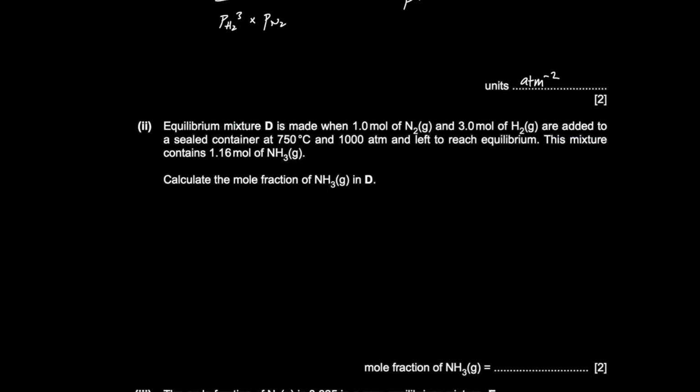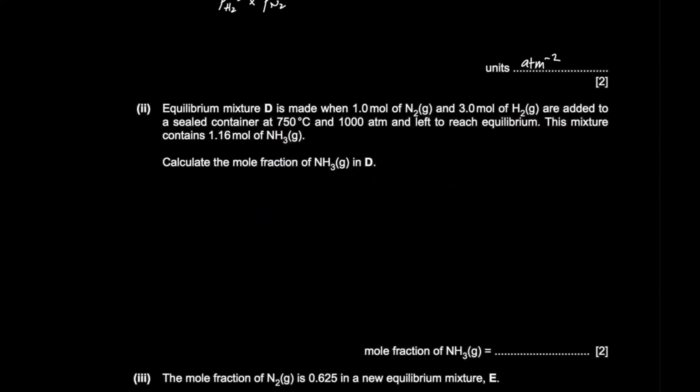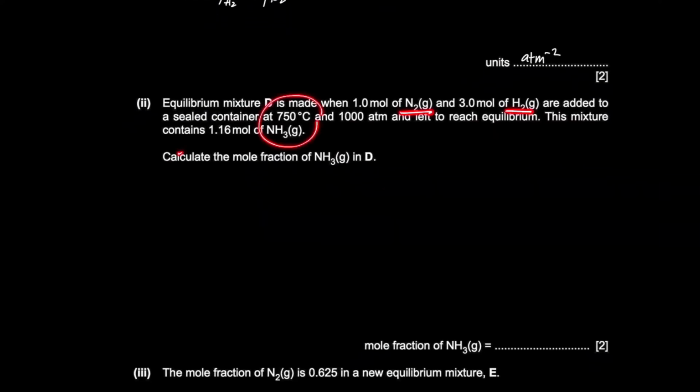Equilibrium mixture D is made when 1 mole of nitrogen and 3 moles of hydrogen gas are added to a sealed container at 750 degrees Celsius and 1000 atmospheres and left to reach equilibrium. This mixture contains 1.16 moles of ammonia. So this is at equilibrium. Calculate the mole fraction of ammonia.